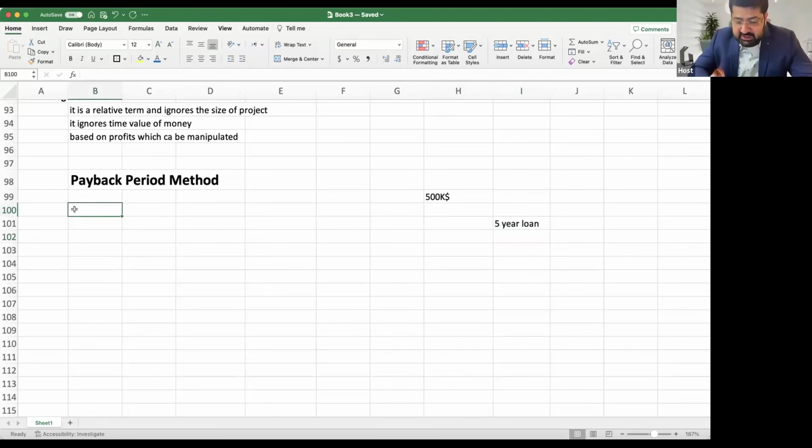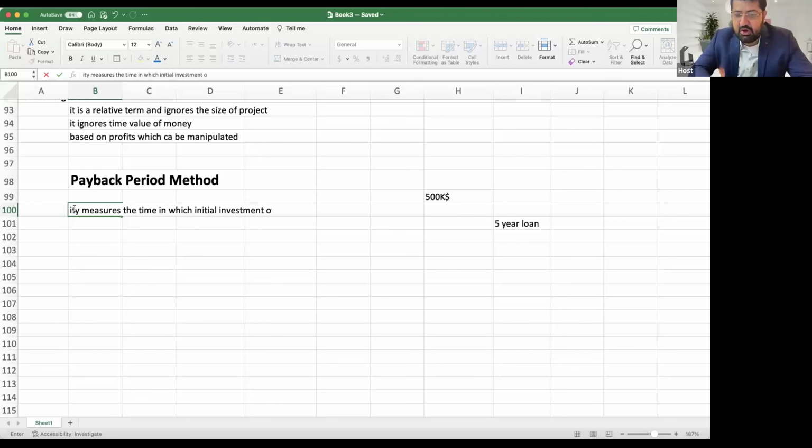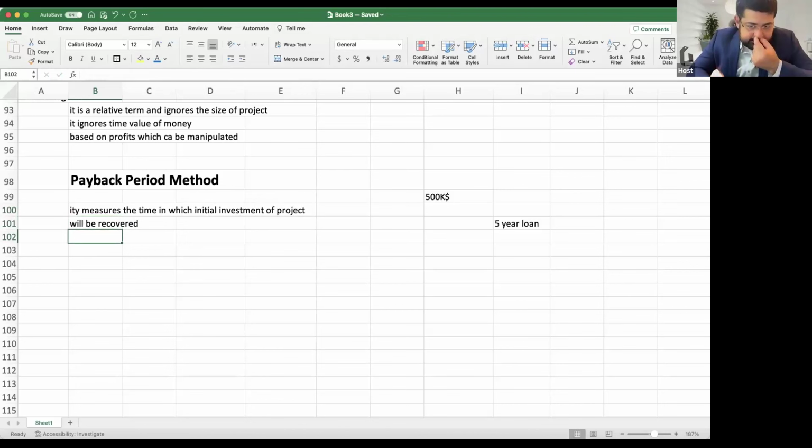So payback period method. The payback period, the time period, measures the time in which the initial investment of the project will be recovered. It measures the time in which the initial investment of the project will be recovered, and the business is concerned with it.